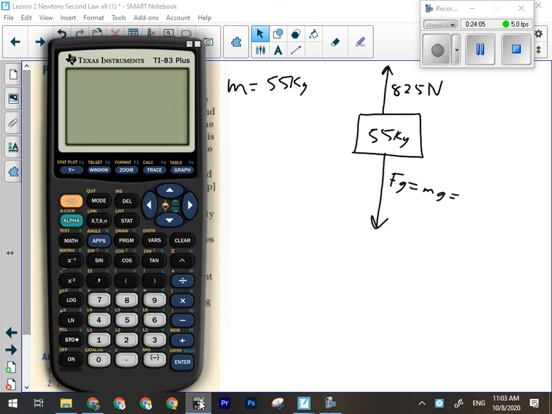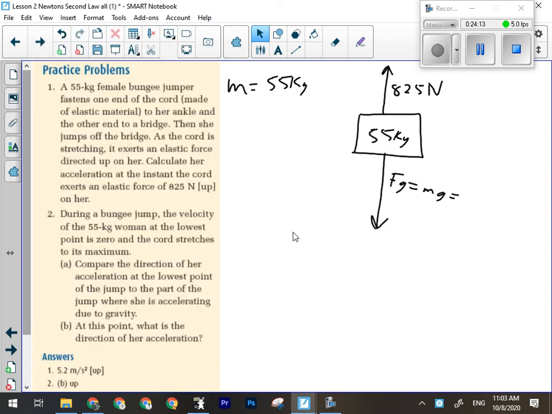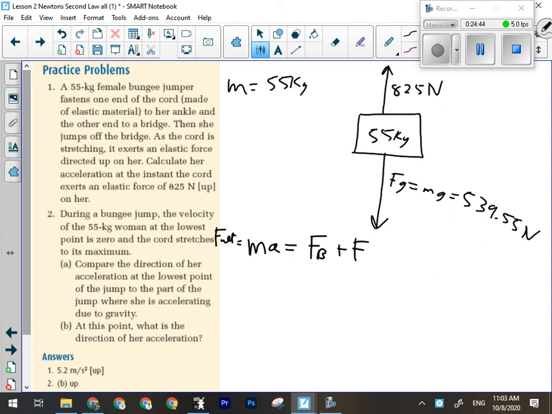M times g. So we'll take our 55 times 9.81, and we have 539.55 newtons. What can I calculate right now? Net force. Yeah, net force is the vector sum of all forces, and it's m times a. Well, they want to know the acceleration, so I'm going to say right now, F net equals m times a, which equals the force of the bungee cord plus the force of gravity, right?